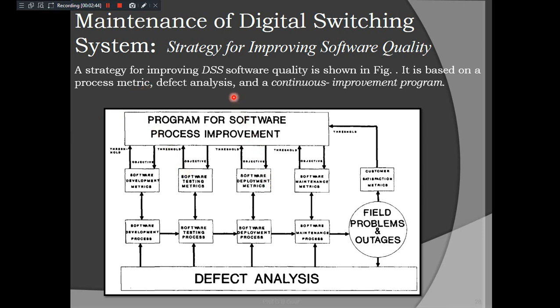Basically we'll get a question something like discuss, or a short note on, the strategy for improving software quality in the maintenance of DSS. You need to draw this block diagram, and next we'll see how to explain it. As usual, two sentences will remain the same as shown here: the strategy for improving DSS software quality is as shown in this figure, and it is based on the process metrics, defect analysis, and CIP. You can just copy and write that.